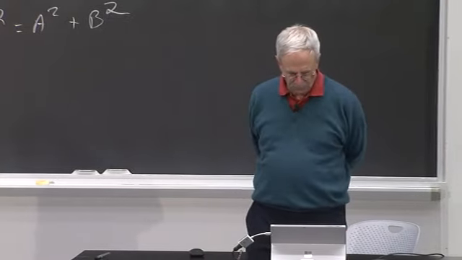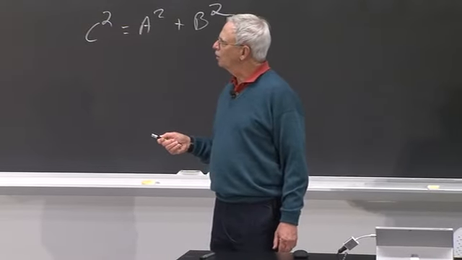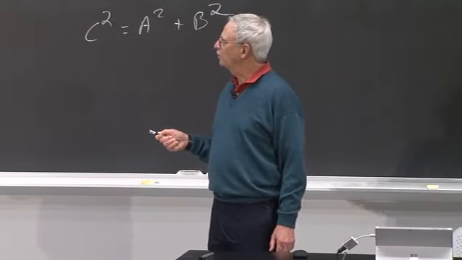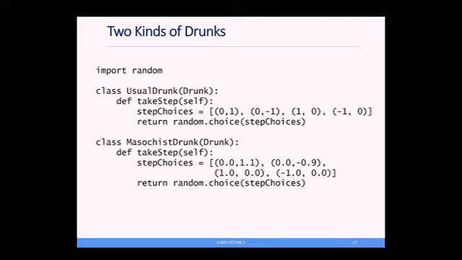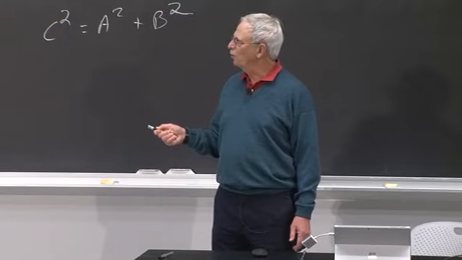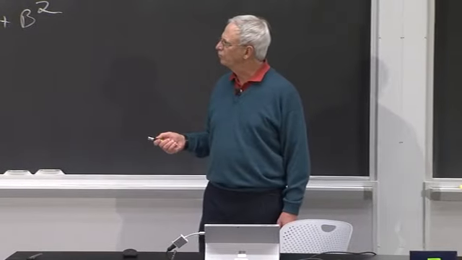All right. So here's the usual drunk, subclass of drunk. And it can take steps at random, one step, either increasing y, a step north, decreasing y, a step south, increasing x, a step east, or decreasing x, a step west. So those are the choices, and it's going to return one of those at random. I think we saw random.choice in the last lecture.